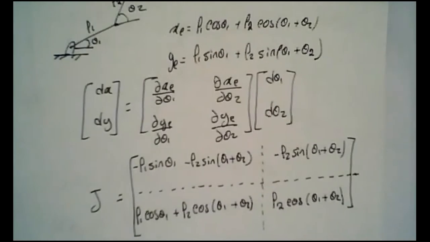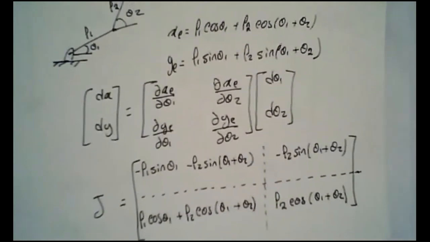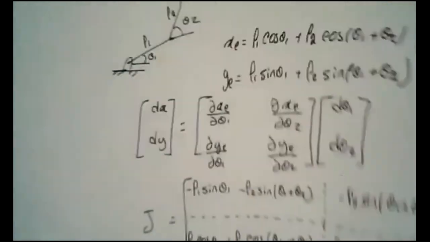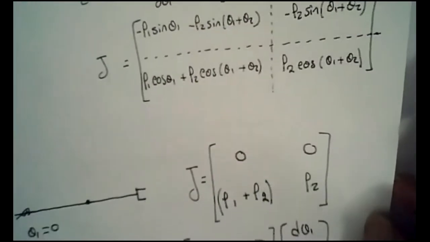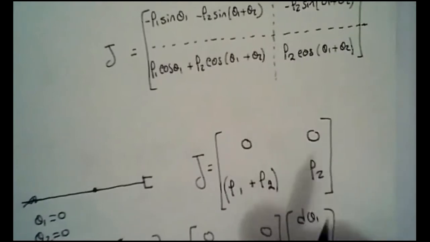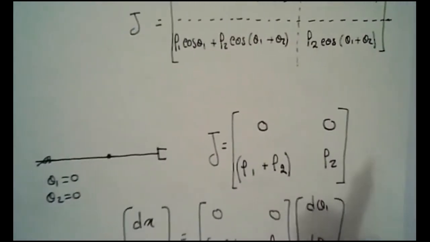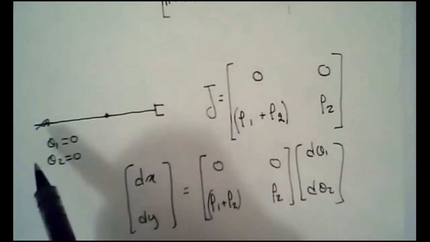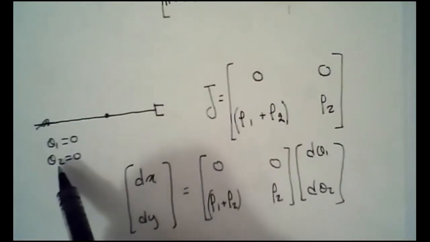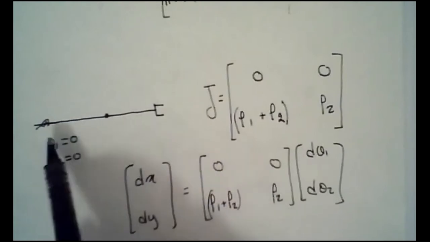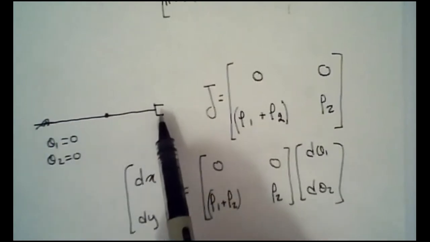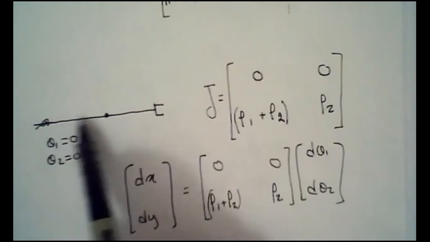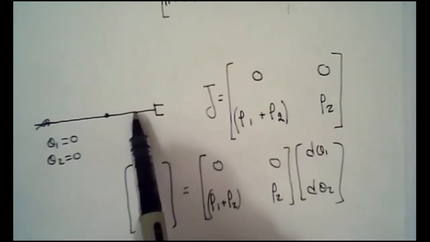So let's look into singularities, and I'm hopefully going to introduce that by way of an example. If you look at the situation of this robot where theta 1 is equal to 0 and theta 2 is equal to 0, this results in a flat position of the robot. So this is my theta 1 and this is my theta 2.